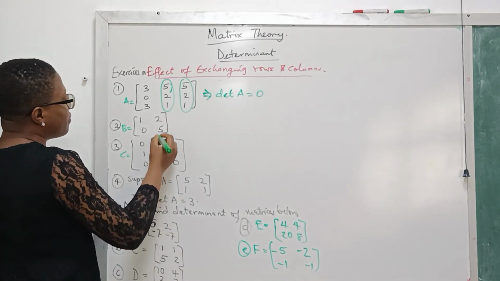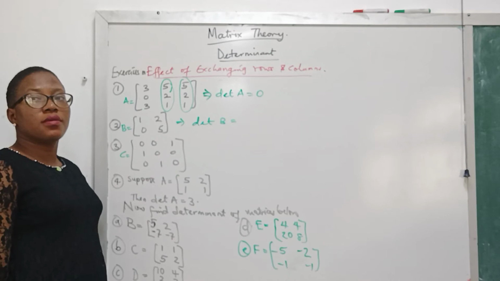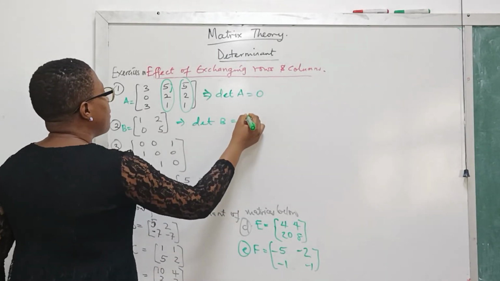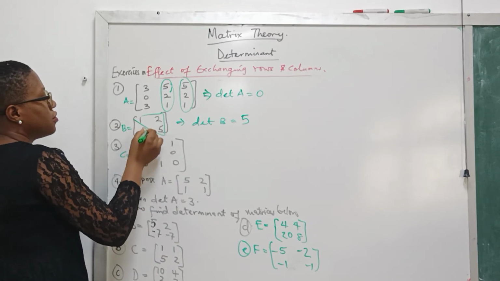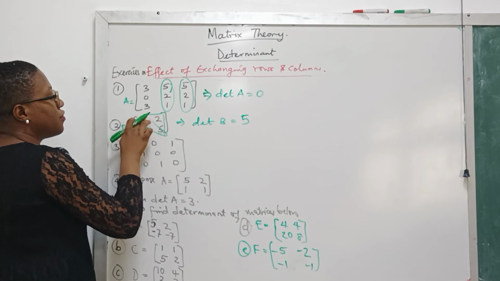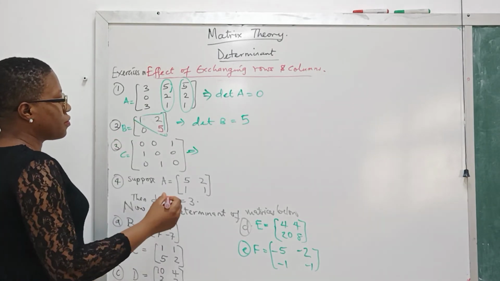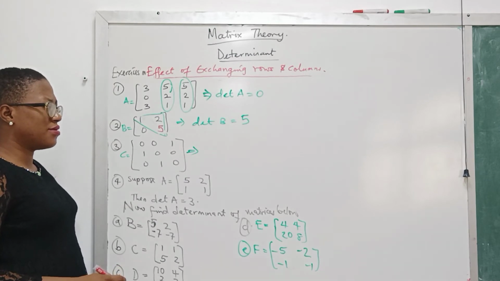The next one, what of this? 5. So what we did, this is an upper triangular matrix. So this is 0, so we have to multiply just this 2, and we get 5 times 1, which is 5. What is the determinant of this? 0. Why?